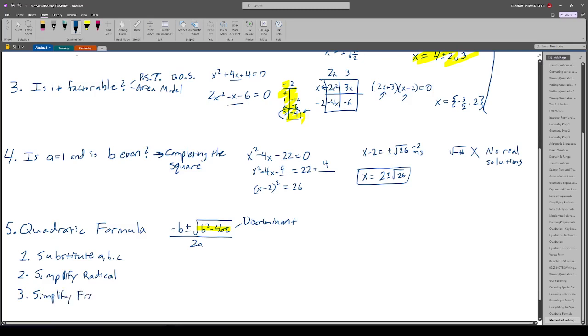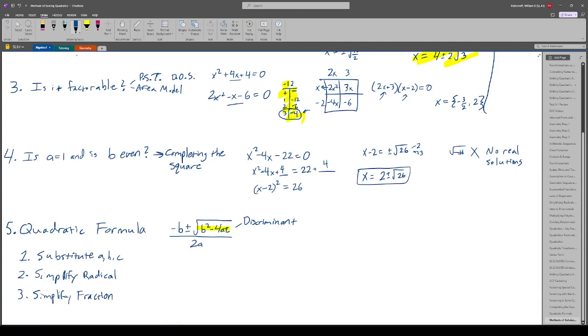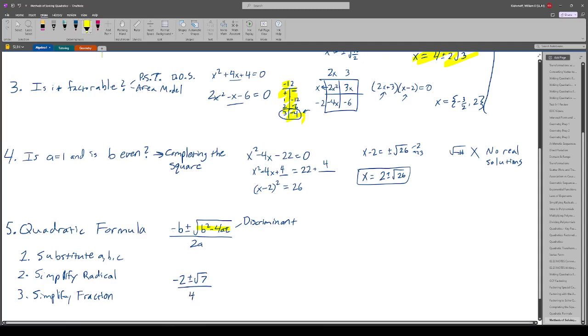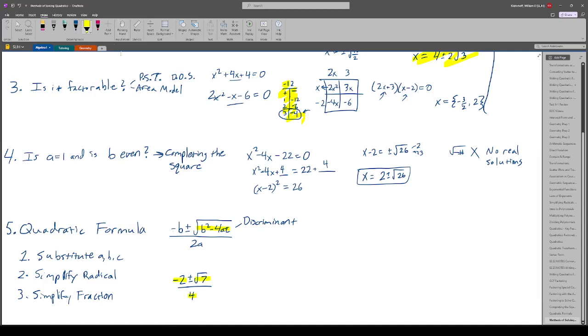And with simplifying the fraction, keep in mind that we have 3 terms, and we have to divide them all by the same number. So let's say we ended up with something like negative 2 plus or minus square root of 7 over 4. You may be tempted to try to simplify this negative 2 and this 4 because they're both even, but you're not allowed to do that because there's 3 terms here, and we have to divide the same number out of all of them.